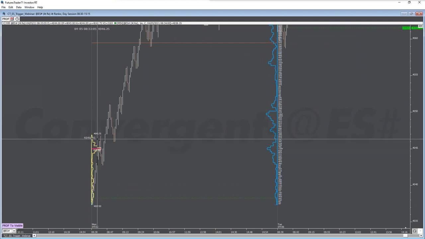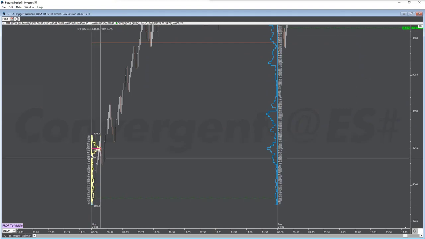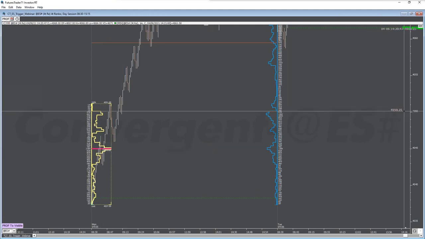We see the point of control shifting in the first few bars, and we keep shifting forward and forward and forward. And all of a sudden, we have this ledge. Does everybody see the ledge? This is a ledge.